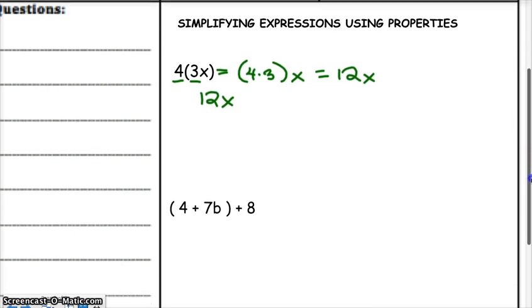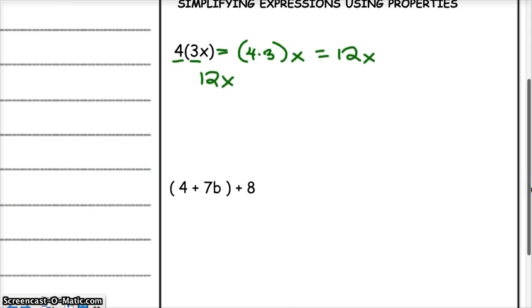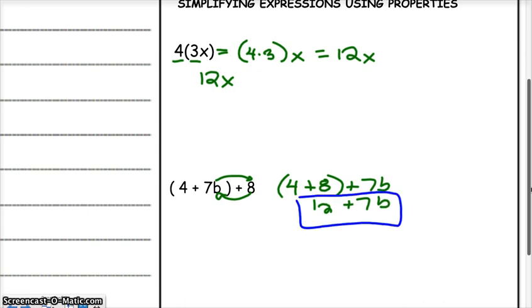Same thing in the second one. It is addition with grouping. I can apply the associative. I can put the 8 in here and throw the 7b out. Because now I'm going to say 4 wants to hang out with 8. So I could rewrite this as 4 plus 8 plus 7b. 12 plus 7b. That is it. I cannot combine them because there is not a b next to the 12. They are not like terms. We haven't reviewed that lesson yet, but you need to know. You can't combine things that are not alike.